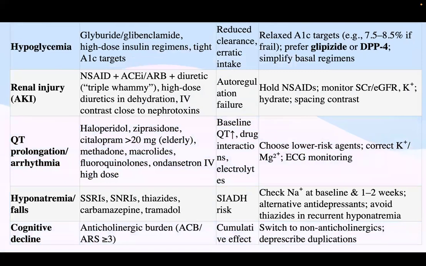These are all associated with the common medicines. You can see SSRI, SNRI, anticholinergic burden. See here, it is written ACB and ARS. I hope you know this anticholinergic burden phenomenon. If not, let me explain. This is very important. This ACB is an anticholinergic cognitive burden scale.